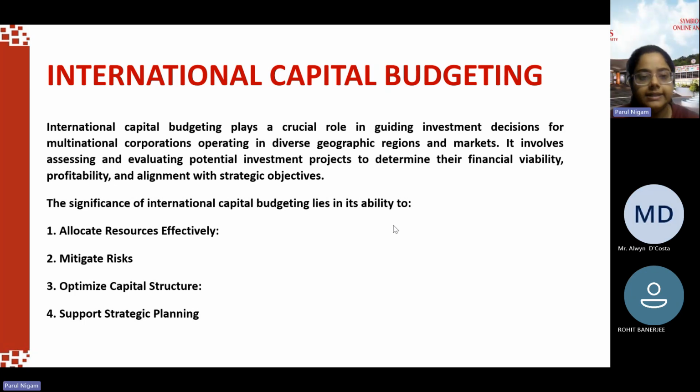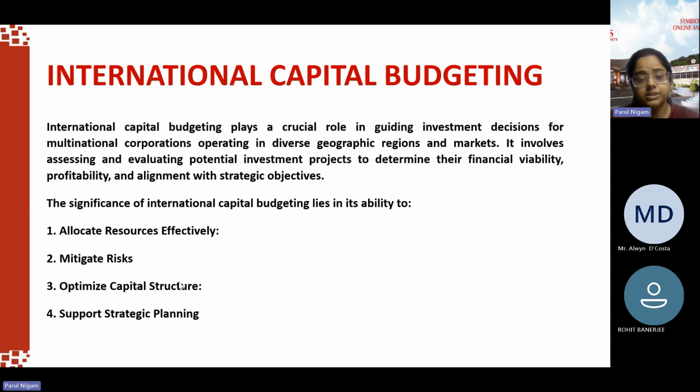Okay. So international capital budgeting plays a very important role in guiding investment decisions for multinational corporations operating in diverse geographic regions and markets. It involves assessing and evaluating potential investment projects to determine their financial viability, profitability, and alignment with strategic objectives. So we have to carefully analyze all the parts of it.